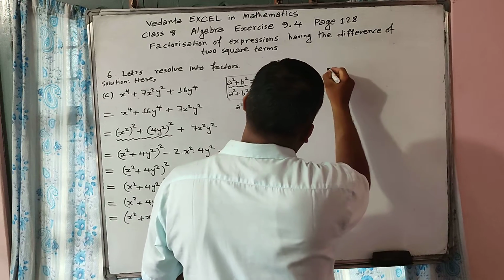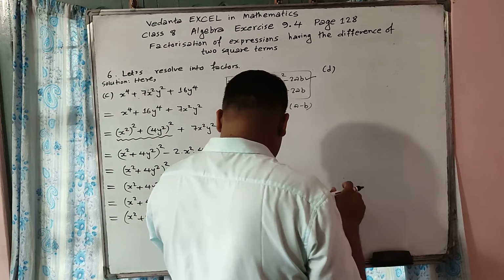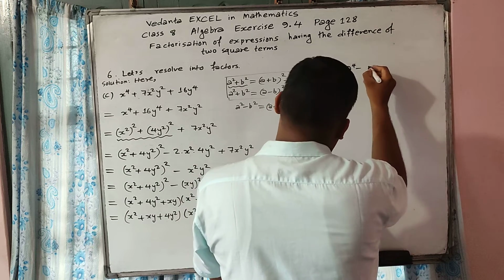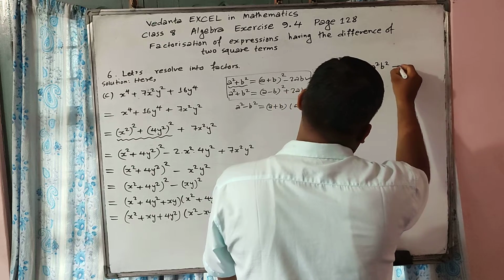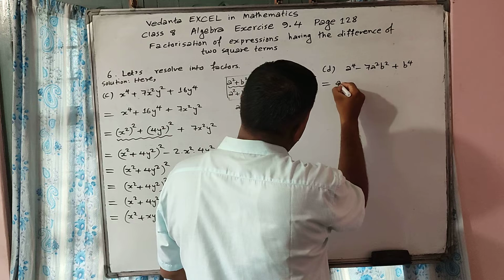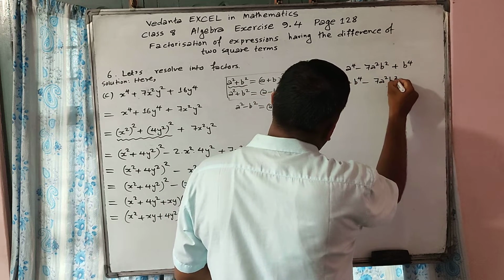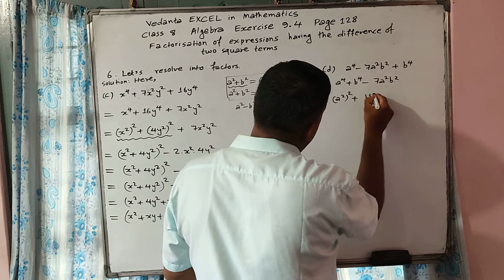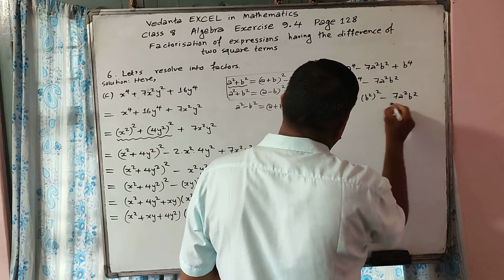On D we have a⁴ − 7a²b² + b⁴. This equals a⁴ + b⁴ − 7a²b². a⁴ is (a²)², b⁴ is (b²)², minus 7a²b².